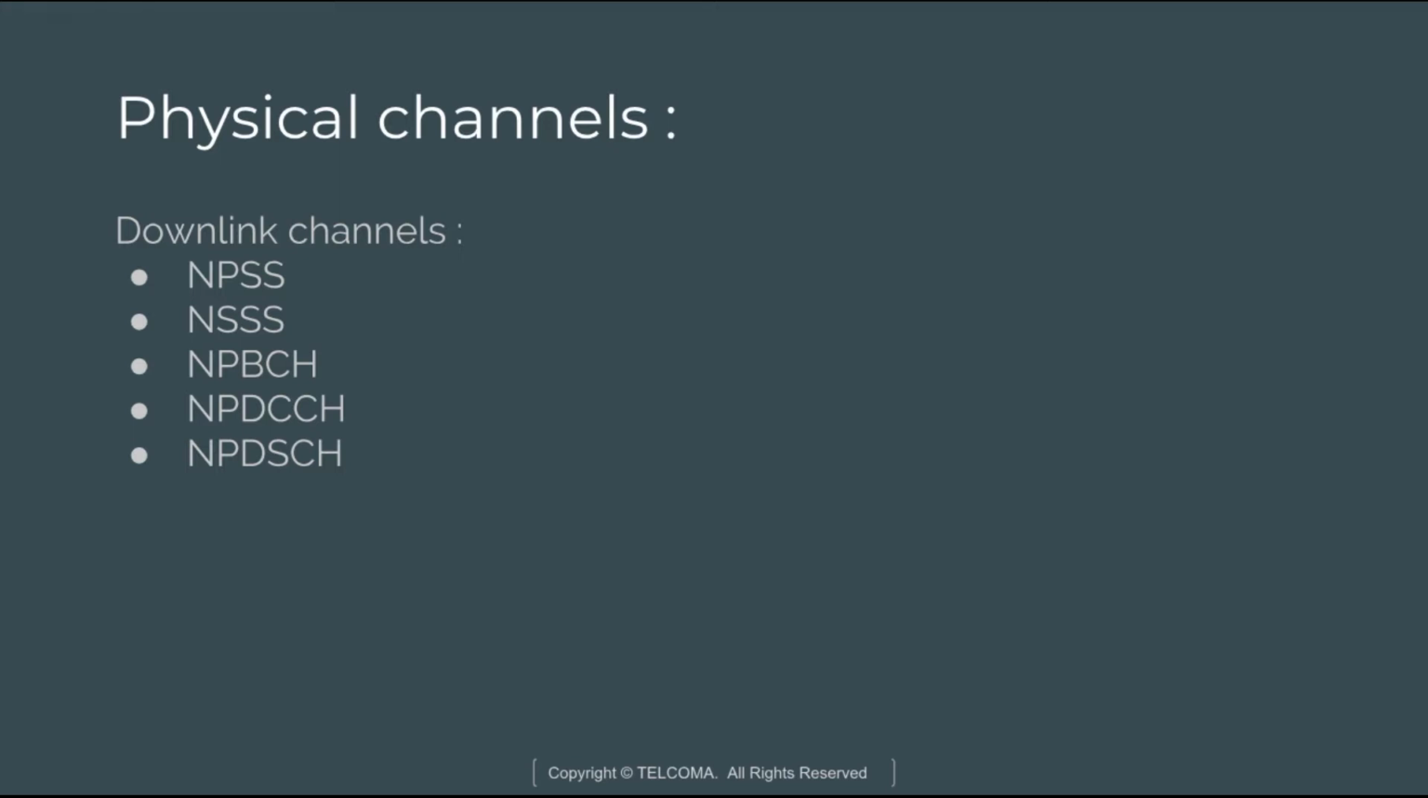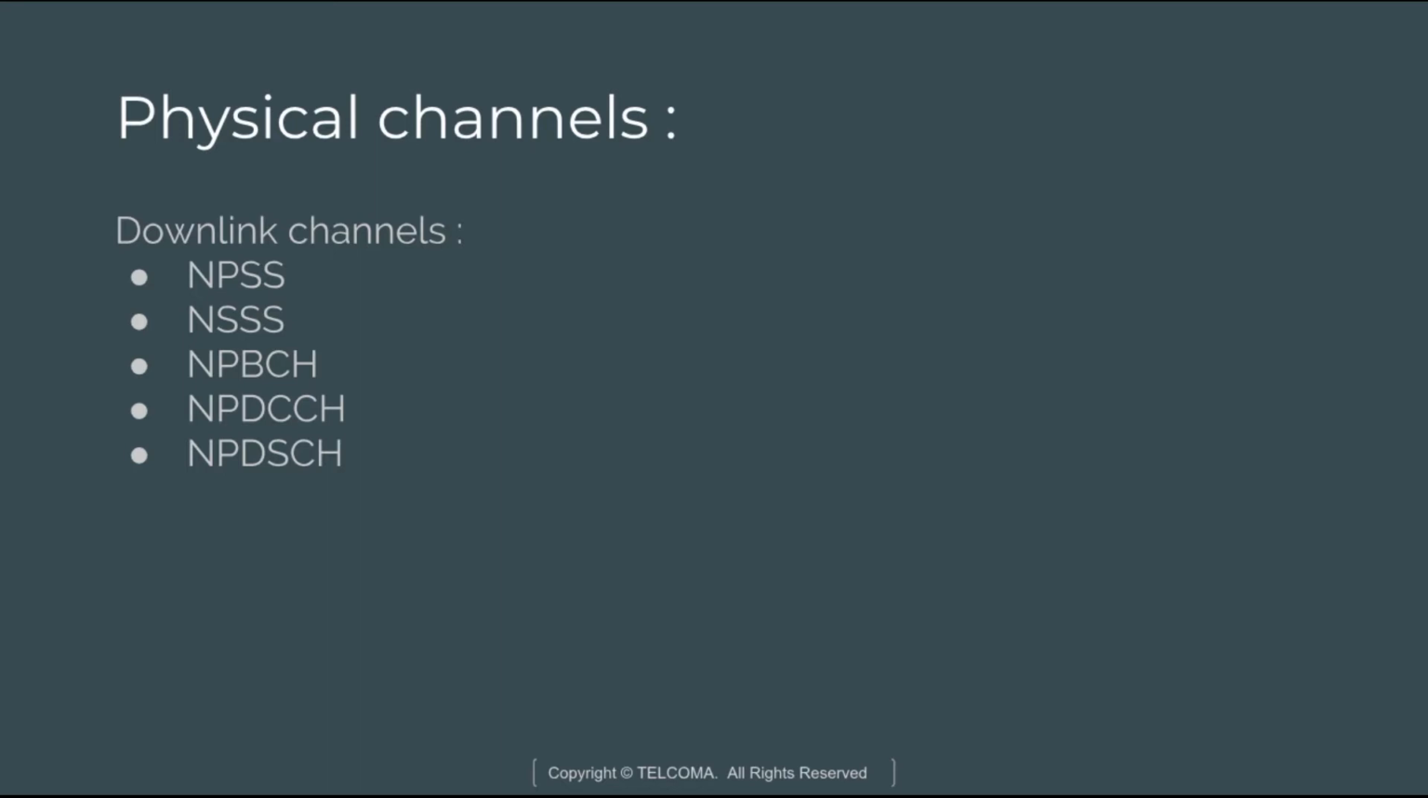NB-IoT provides the following physical signals or channels in the downlink. First is NPSS, the narrowband primary synchronization signal. NSSS is the narrowband secondary synchronization signal. NPBCH is the narrowband physical broadcast channel. NPDCCH is the narrowband physical downlink control channel. NPDSCH is the narrowband physical downlink shared channel.